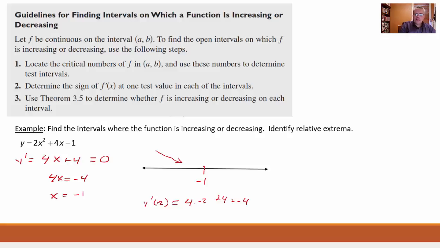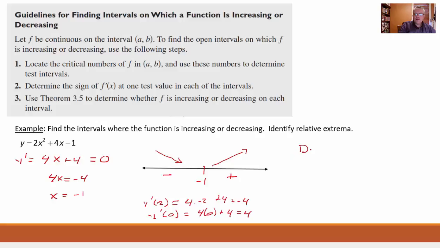The derivative is equal to 0 at -1. Let's see what the derivative is to the right of -1. So let's try y prime of 0. Y prime of 0 would be 4 times 0 plus 4, which is 4, which is positive. So over here, the function is increasing. On this side, the derivative was negative, so the function was decreasing. The derivative is 0 here at -1. And then to the right of -1, the derivative is positive, which means the function is increasing.